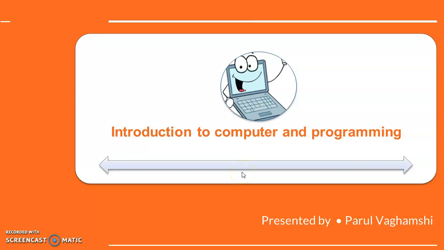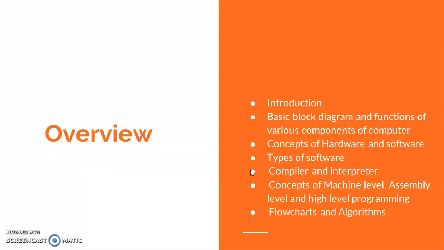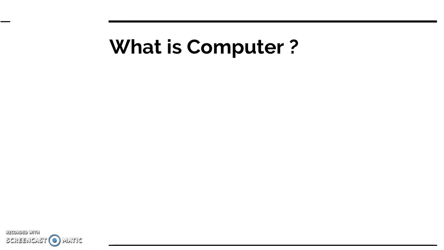In your subject PPS, Programming for Problem Solving, this is your first unit, Introduction to Computer and Programming. In this unit, we will learn Introduction to Computers, concept of hardware and software, types of software, what is compiler, interpreter, the various types and levels of programming. Then the last topic will be flowchart and algorithm. So first, let us start with a computer.